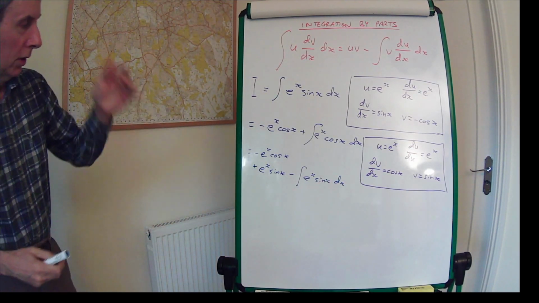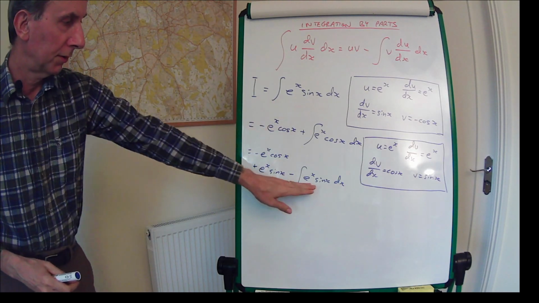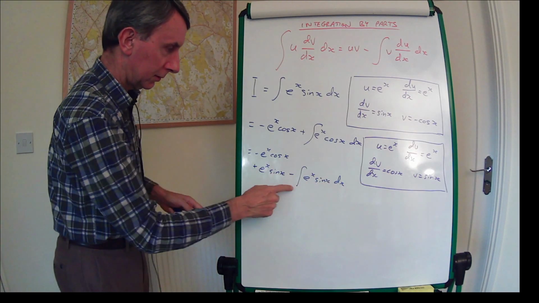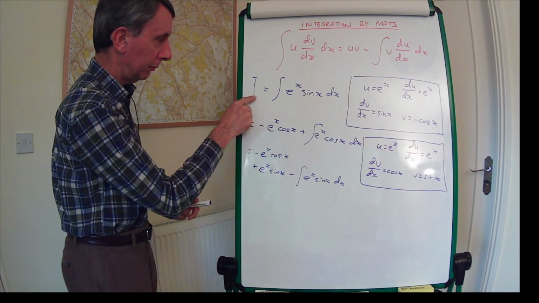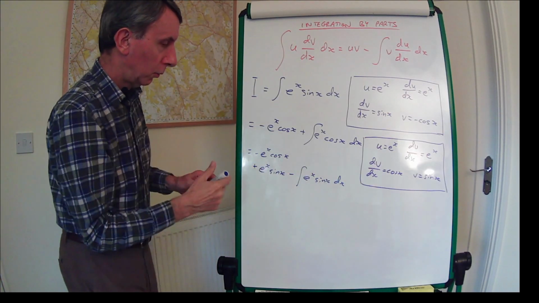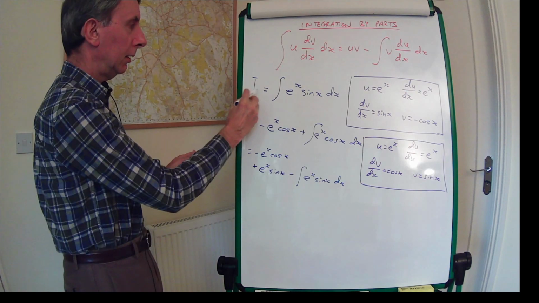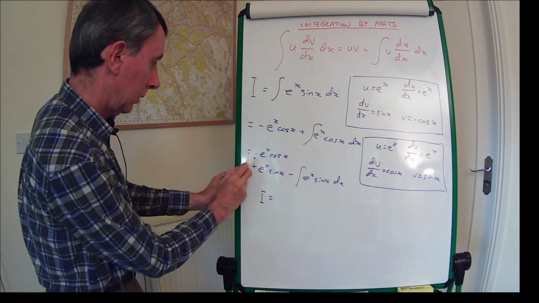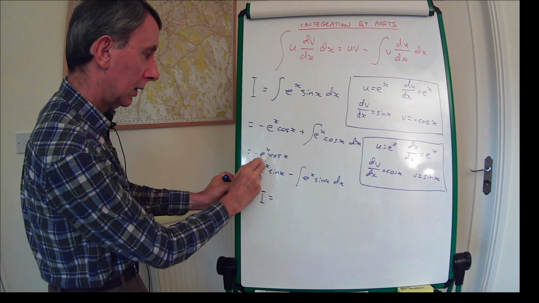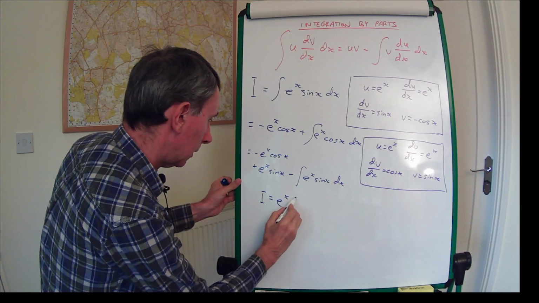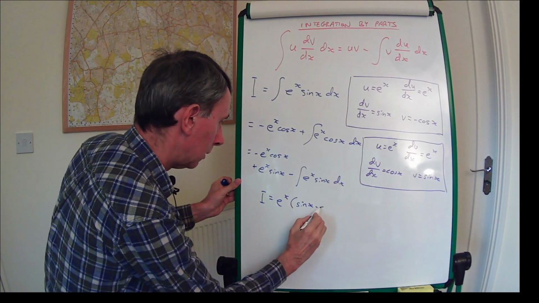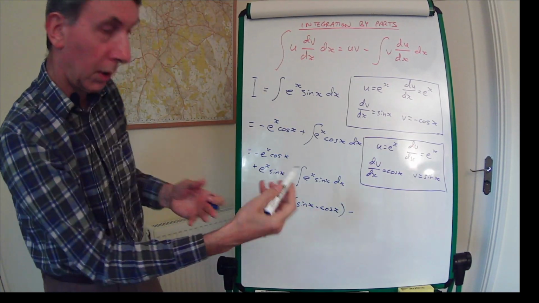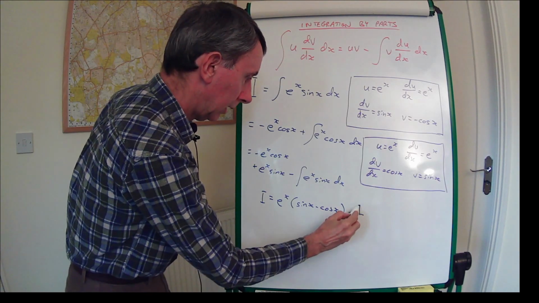You may think that really doesn't help me very much, because I've still got an integral that I'm going to have to do integration by parts on. But hopefully you can see that this was our original integral that we started with. So what I've got here is a formula for my original integral, call it capital I, which is equal to e to the x times sine x minus cos x, minus my original integral, which is my capital I.